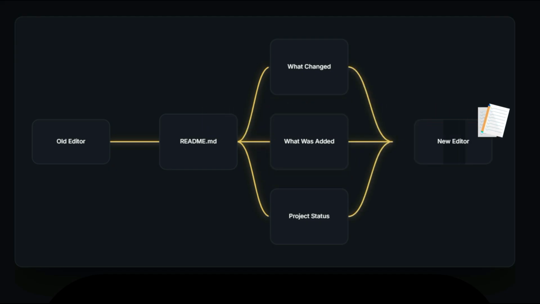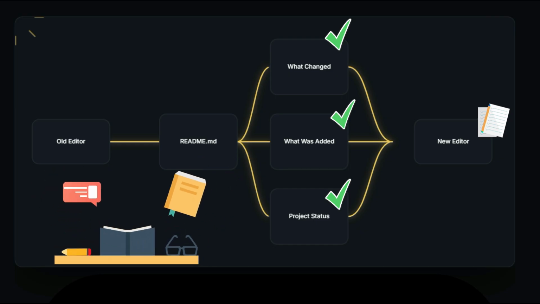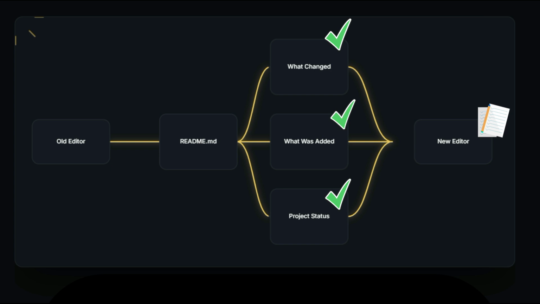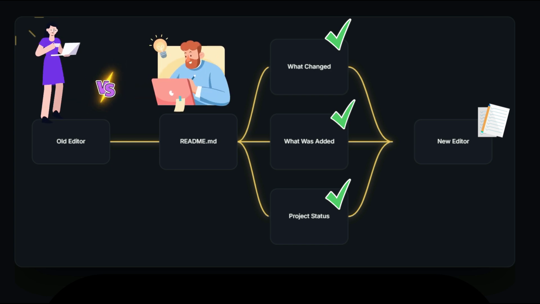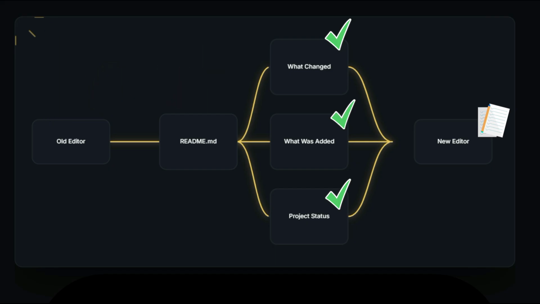Every time an AI agent makes a change to our application, the very first thing we ask it to do is update this file. What was added, what changed, and what the project currently looks like. That way, when we open the project in a brand new editor, the very first thing we do is have the AI read the README file before touching any code. It's the difference between a new employee walking in blind versus a new employee walking in with a clear handover note from the person before him.